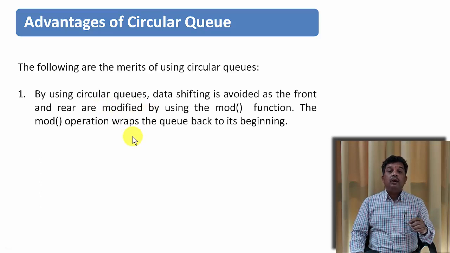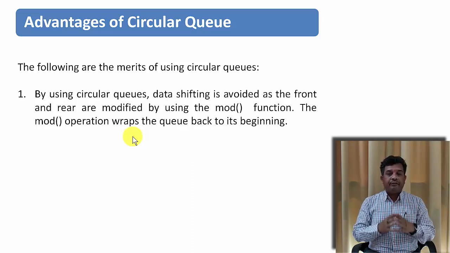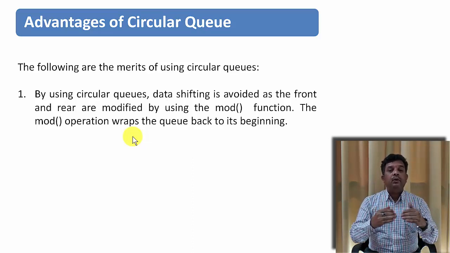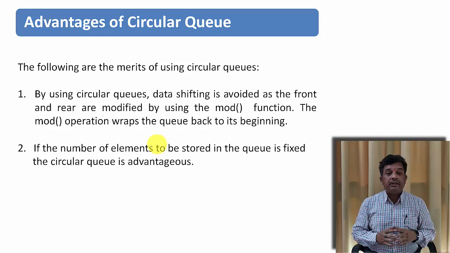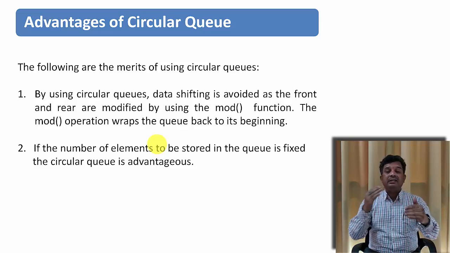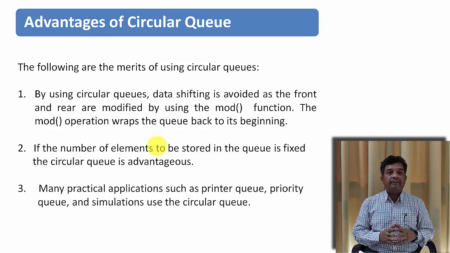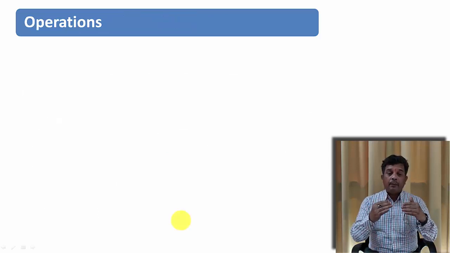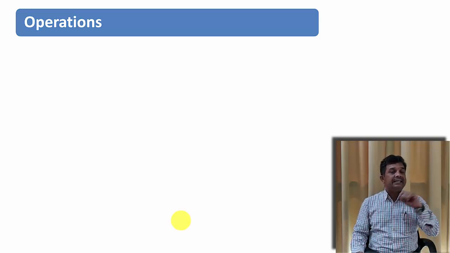By using a circular queue, data shifting is avoided as the front and rear are modified by using a mod function. The mod operation wraps the queue back to the beginning. The second advantage is that if the number of elements to be stored in a queue is fixed, the circular queue is advantageous because we need not shift the existing elements when elements are deleted. The third advantage is that we have many practical applications such as printer queue, priority queue, and simulation that use the circular queue. Whatever operation we perform with the linear queue, the same operation we can perform with the circular queue also. Let us see what they are.